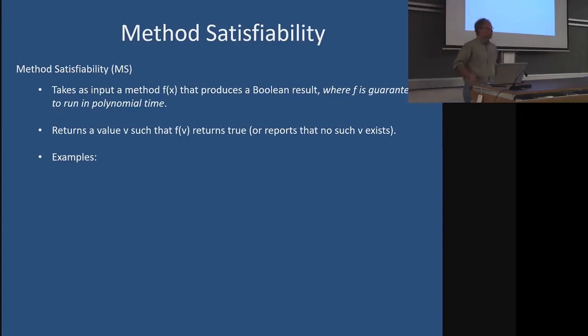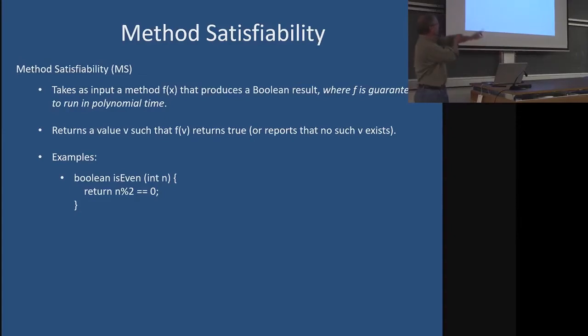So let's look at some examples of how you could use this. If you could implement MS, it'd be really cool. Okay? So suppose you have this method here, is even. It just reports whether or not an integer is even. What if you fed is even to MS, what might MS return? It might return 2, because if you feed 2 to is even it returns true. MS is going to return a value that you can pass to is even to force it to return true.